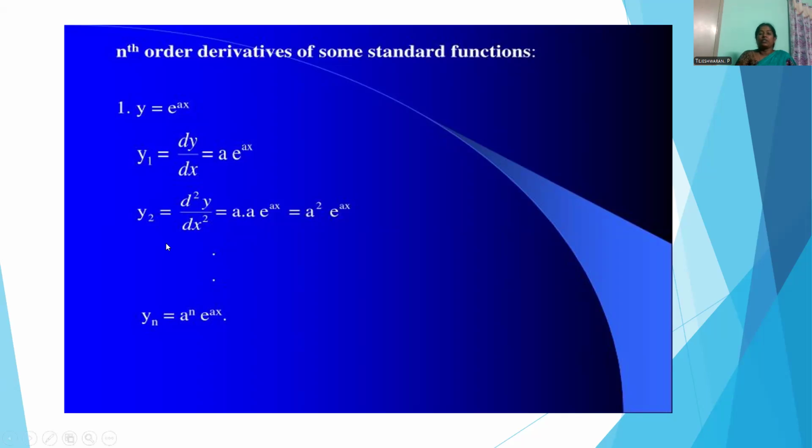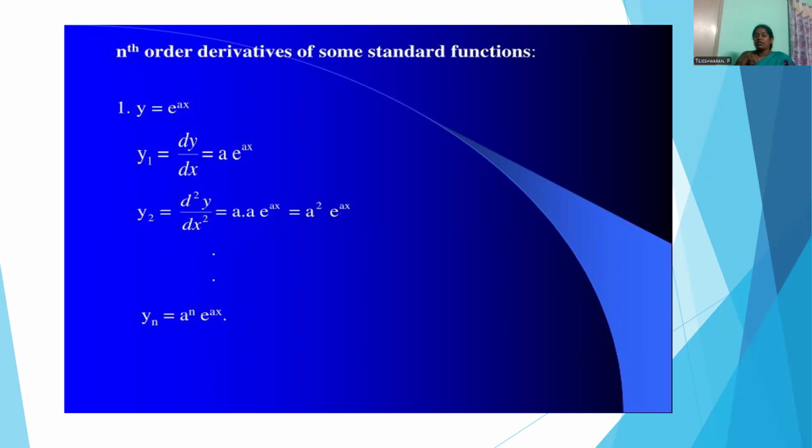Again, we differentiate with respect to x. We get the second derivative, that is y2. y2 is equal to d square y by dx square. The answer is a square e power ax. Again, we differentiate with respect to x. We get y3. y3 means d cube y by dx cube, a into a square e power ax, that is a cube e power ax.